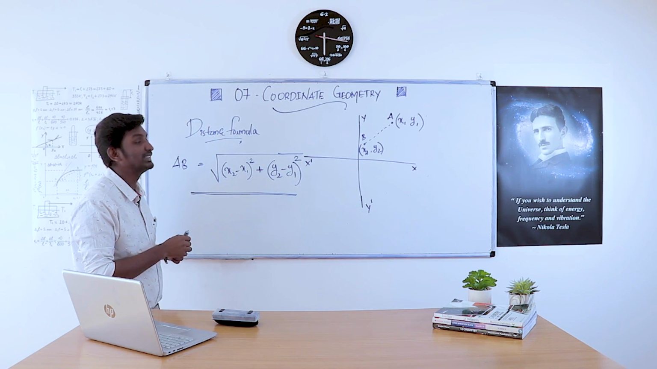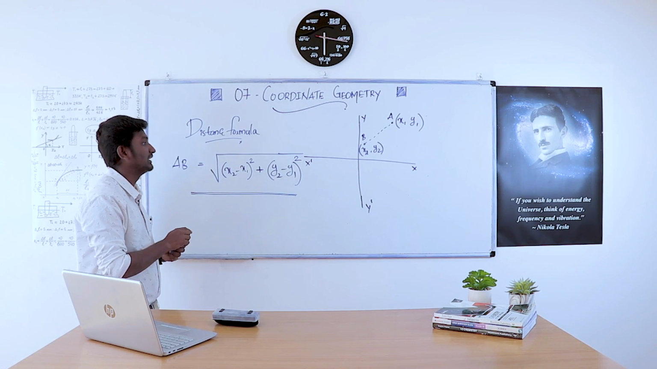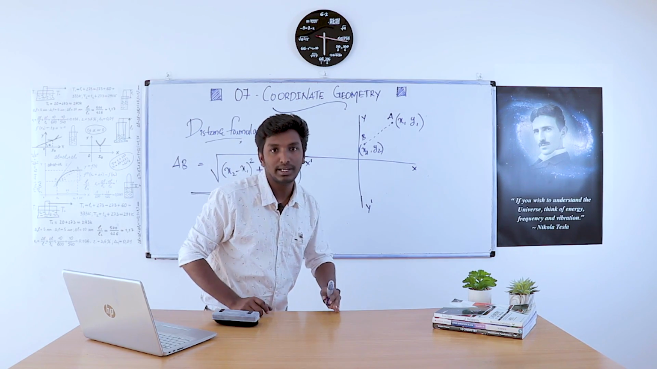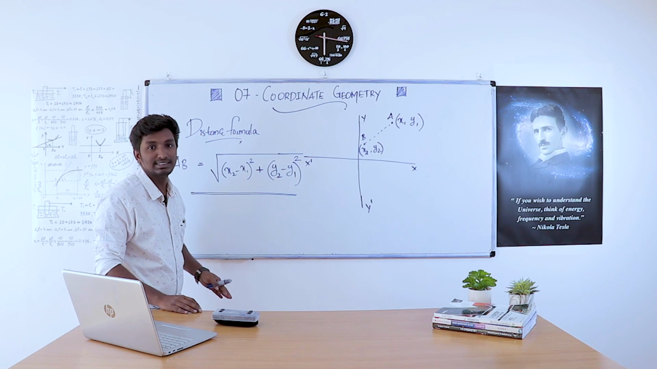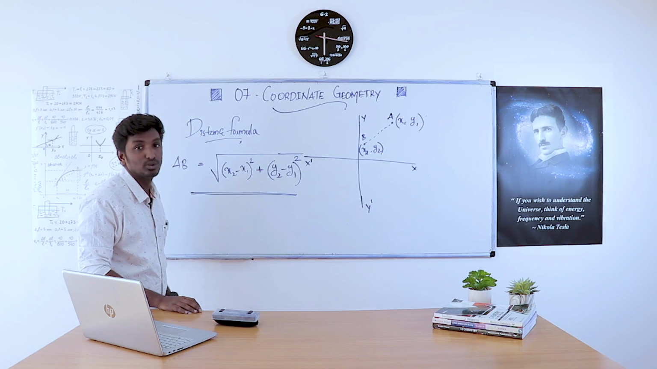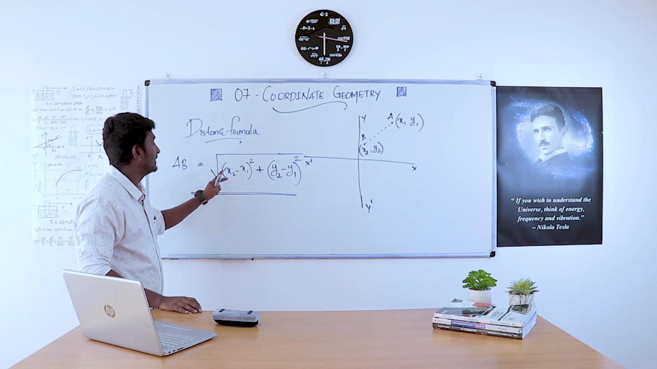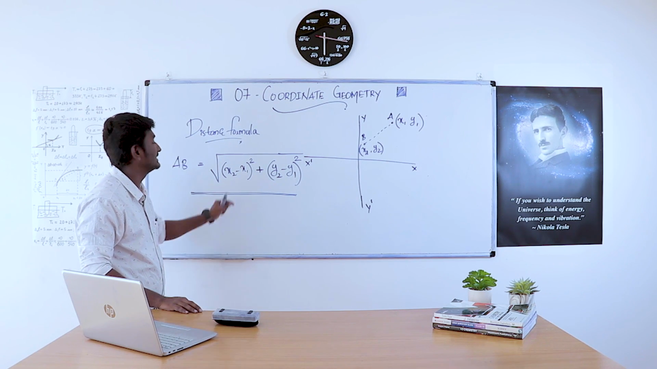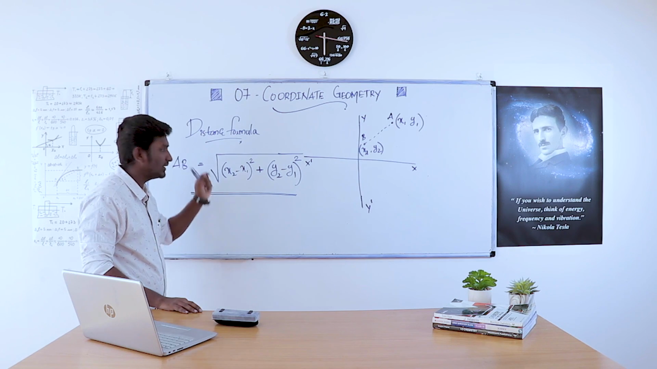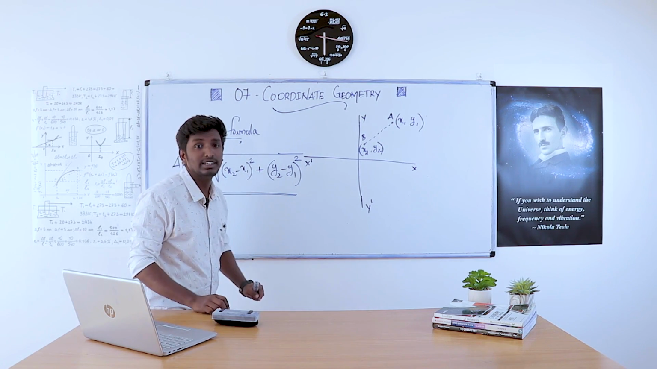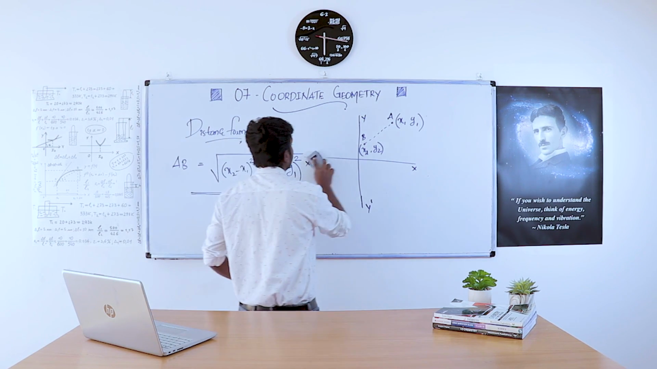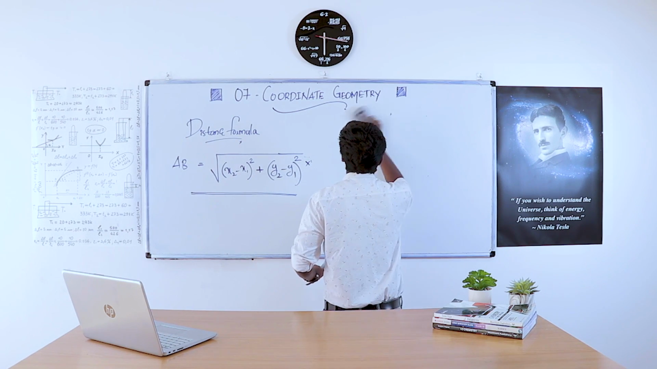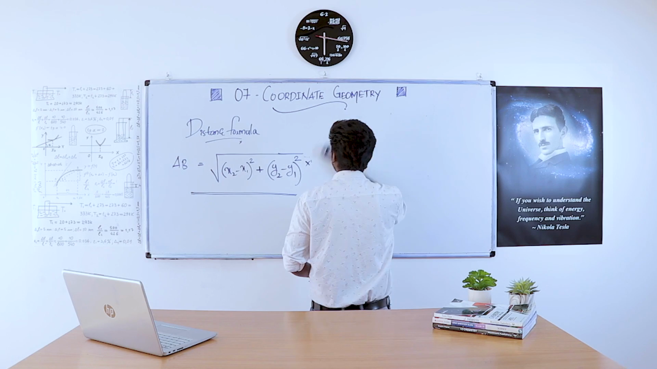So if two coordinates are given, then the distance between the two coordinates can be found by using the distance formula. What is the distance formula? The distance between 2 points is given as the root of x2 minus x1 the whole square plus y2 minus y1 the whole square. Using this formula, we can solve some problems. Before that, I will show you how to substitute values in this formula.